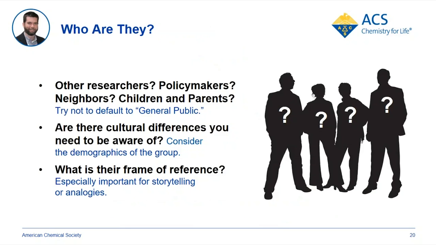Are they other researchers? Are they policymakers? Your neighbors? Are these children and parents at an outreach event? I try to encourage people not to default to saying, well, I want to communicate with the general public. That's a very broad category. You want to try and be as specific as possible when you're thinking about who you're interacting with, considering where the interaction will happen, whether it's the format, whether you're speaking to them or you're writing something that they'll be reading. You want to have someone in mind.